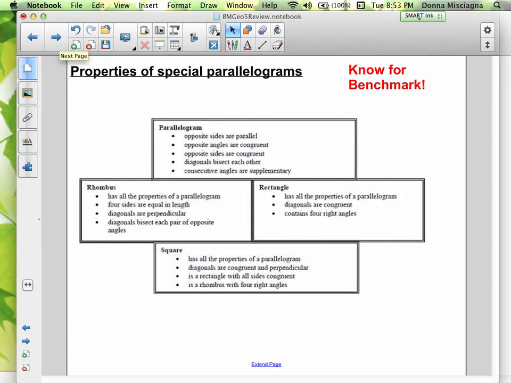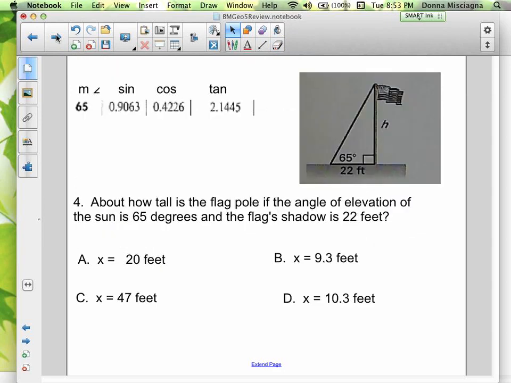Because the rectangle has congruent angles, it has special properties. It makes the diagonals congruent. And then the square has all of the properties of the parallelogram, the rectangle, and the rhombus. So make sure you review those. I won't go over all of them. They're right in your notes.